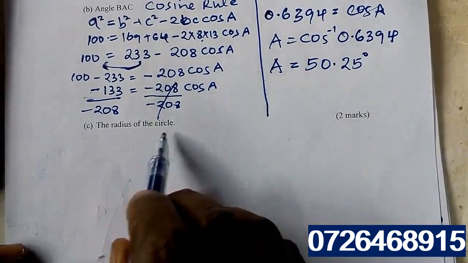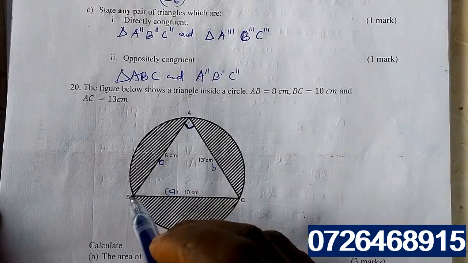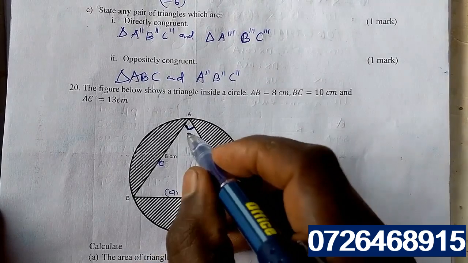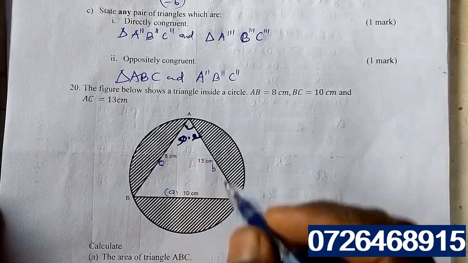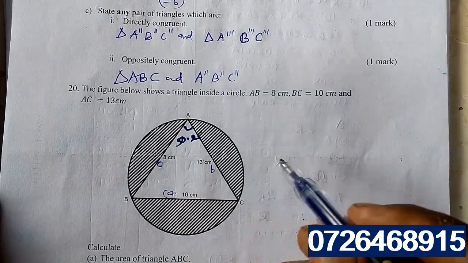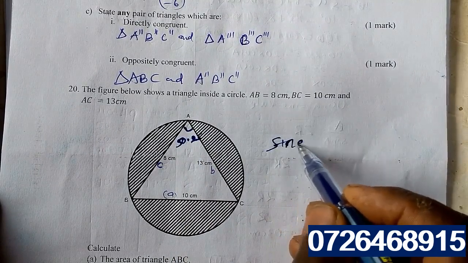The radius of the circle. So we want to get the radius of this circle. To get the radius now, we have found angle A is 50.25. We have that. So what we are going to use, we are going now to use the sine rule.